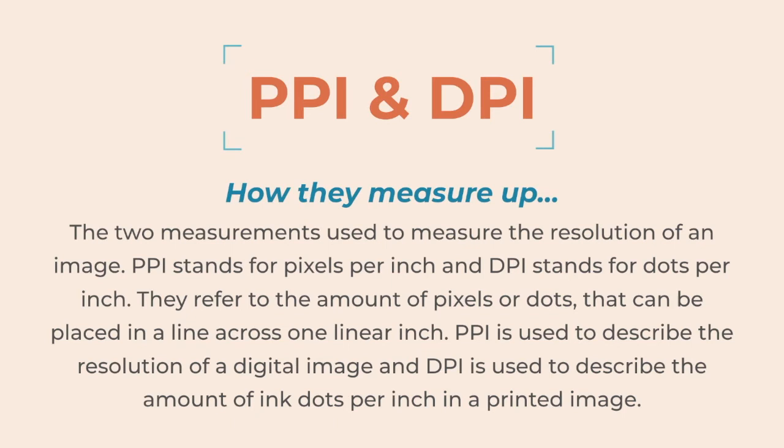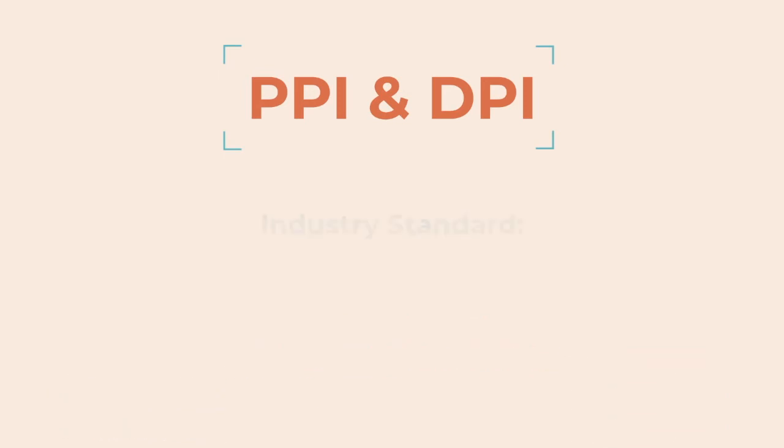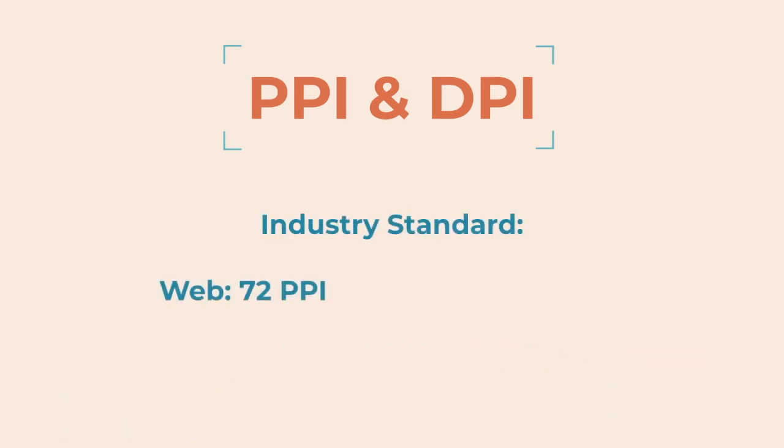PPI is used to describe the resolution of a digital image. DPI is used to describe the amount of ink dots in a printed image. The industry standard is typically 72 PPI for web or digital images that ultimately are not going to be used for print. And print, it should be 300 DPI. That's very standard.